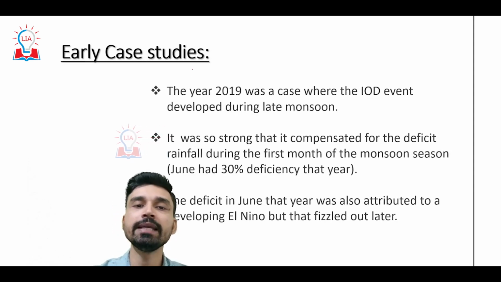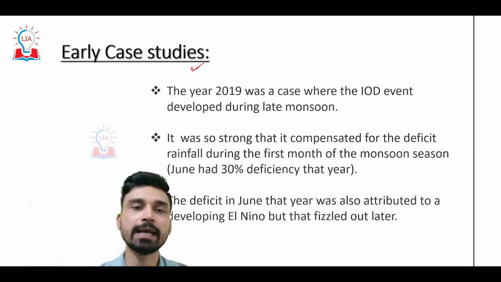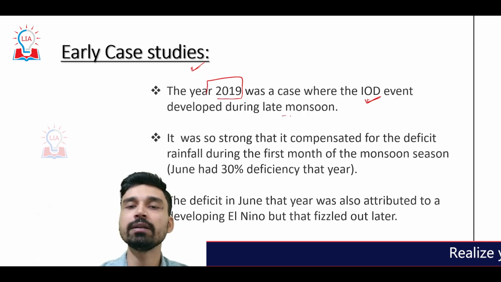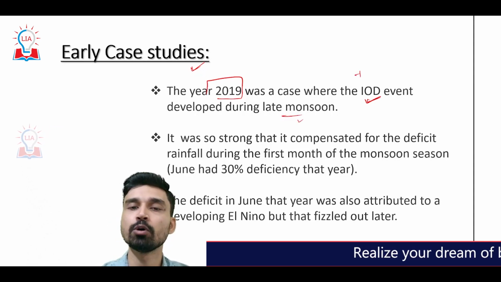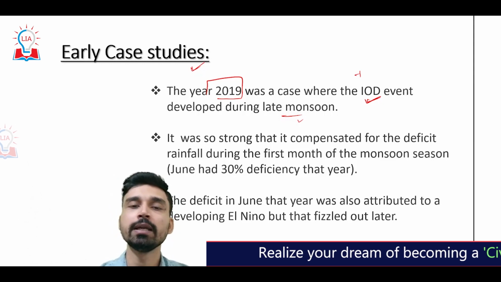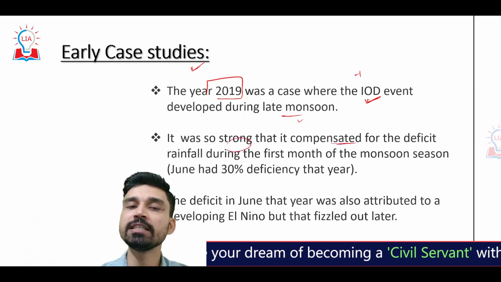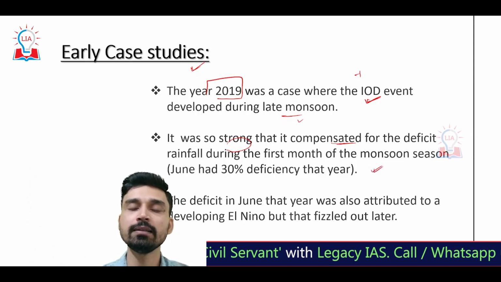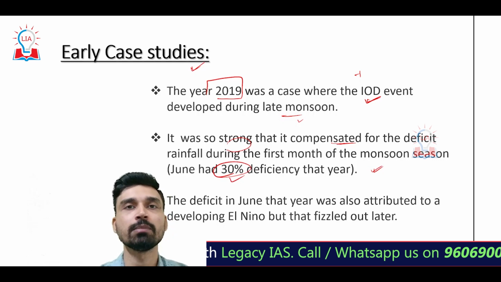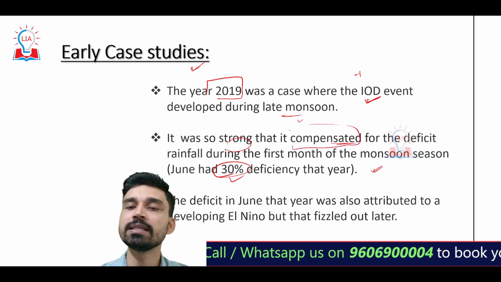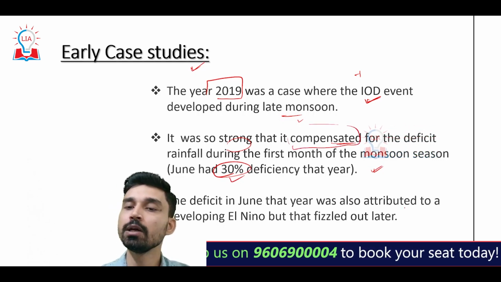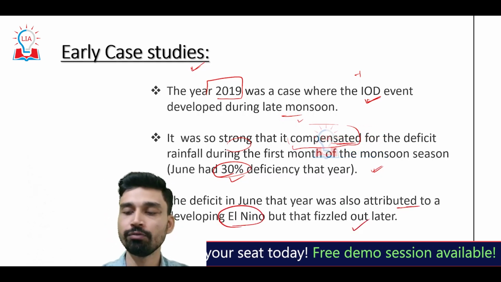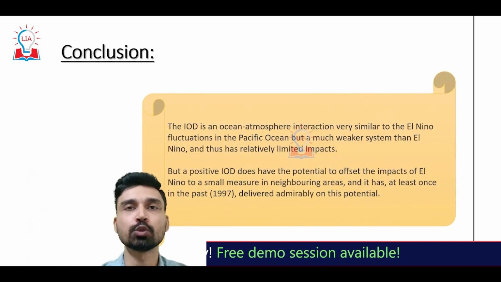But do we have any early examples of such events? The answer is yes. Very recently, the year 2019 was a case where the positive phase of IOD developed during the late monsoon. This positive phase of IOD was so strong that it compensated for the deficit rainfall recorded in the first month of the monsoon season in 2019. June that year had a 30% deficiency, but all this rainfall deficiency was compensated due to the positive IOD. The deficit in June that year was also attributed to a developing El Nino, but that fizzled out later. So a similar phenomenon we can observe this year as well.